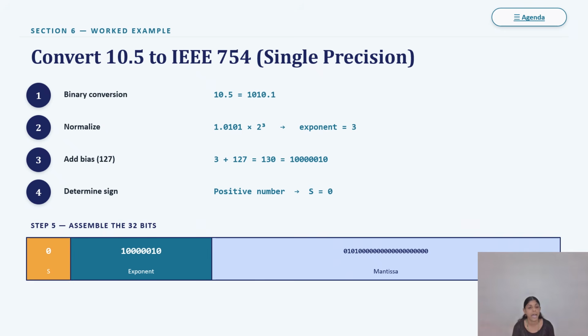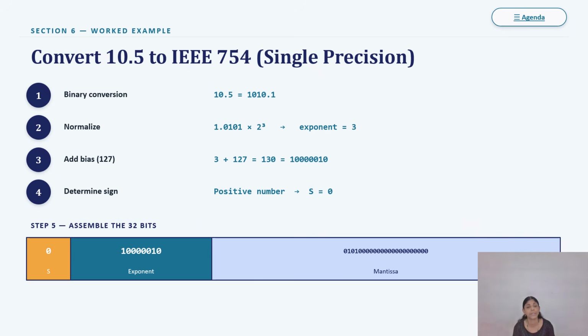Okay. Next, I have to add the bias. Remember what you did with E and B? You have to use E and B. What is your E here? 3. What is the bias for your single precision? 127. So 3 plus 127 is 130. Again, this 130 is a decimal value, so you have to convert it into binary by continuously dividing by 2. The value is 1, 0, 0, 0, 0, 0, 1, 0.